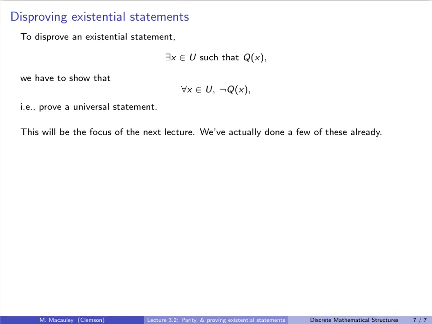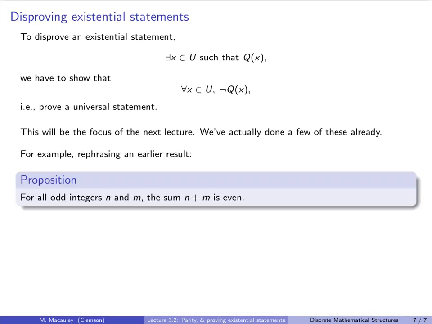And this will be the focus of the next lecture. However, as I've mentioned, we've actually done a few of these already. For example, recall our earlier result, slightly rephrased, that for all odd integers n and m, the sum is even. So remember, the sum being even, we could write as there exists an integer k such that n plus m equals 2k. Okay, so more of these universal statements in the next lecture. Stay with us.